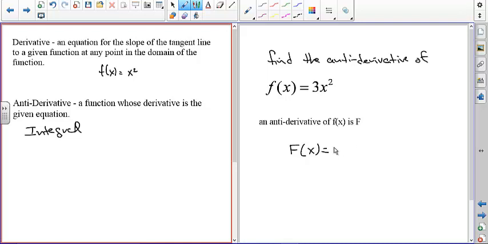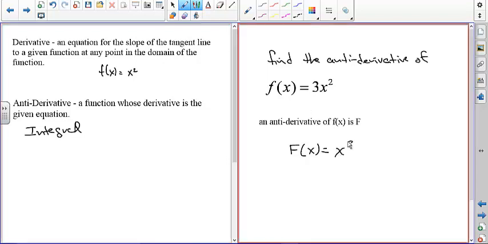So the antiderivative of small f of x being 3x squared is x cubed. And that's not using that formula. It's just saying what is the function whose derivative is equal to 3x squared? Well, the function is x cubed. So when I use the rules for derivatives, I get 3x squared.